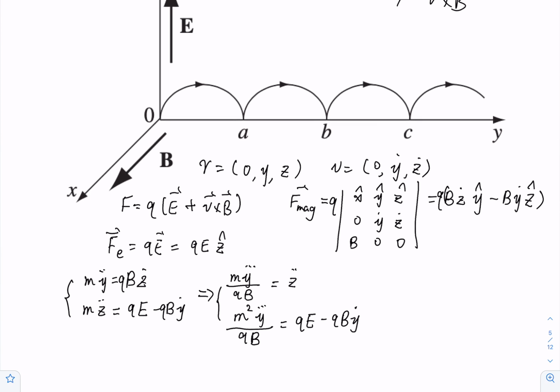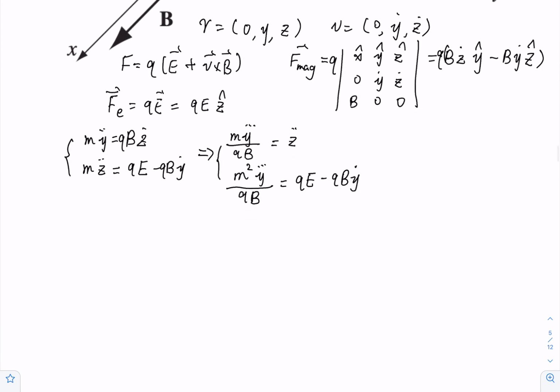So we can simplify this equation to the following. Here we can let this m over qb equal to omega, and then this will be simplified into omega squared y triple dot equals E over B minus y dot.